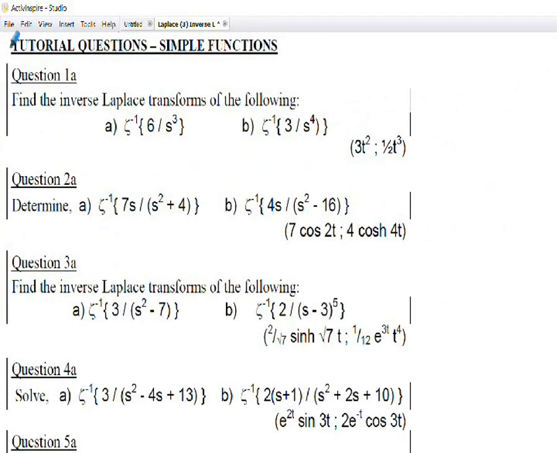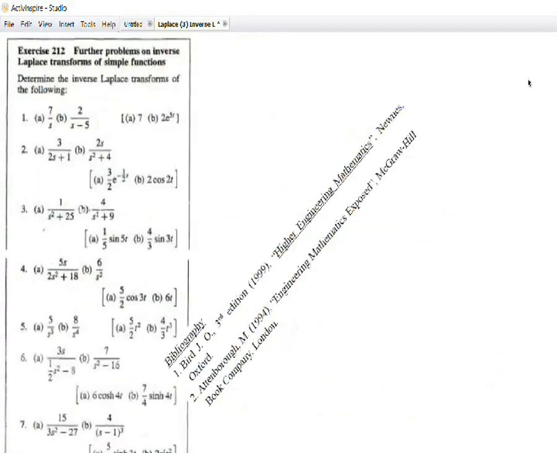And finally, some tutorial questions for you to do. Again, the answers are shown in the brackets adjacent to the questions all the way through. I would encourage you to have a play with all these questions, and they're all based around the examples we've seen in the previous slides. Finally, some further questions for you to do. Again, the answers are shown on the sheet as you go through the questions.